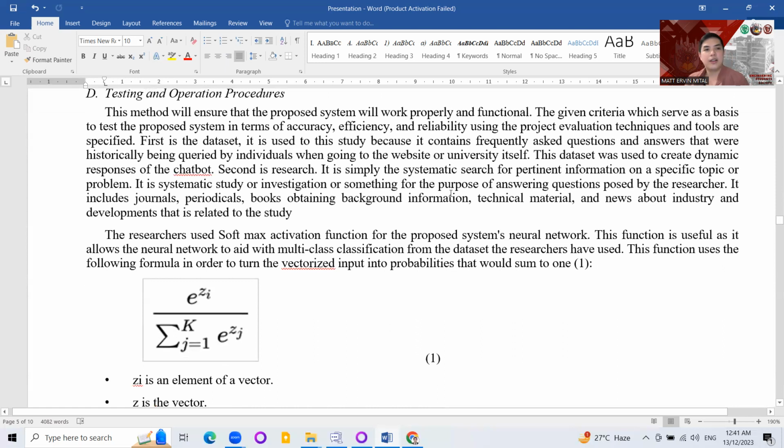Okay, so we'll proceed with the testing operation procedures. Here, the researchers use the softmax activation function for the proposed system's neural network. As it is quoted, this function is useful as it allows the neural network to aid in multi-class classification. This is an important term. This is not just simply classifying colors or images. It's identifying if the question is positive, neutral, or negative. And the end goal is for the system to understand the question. This function uses the following formula here.